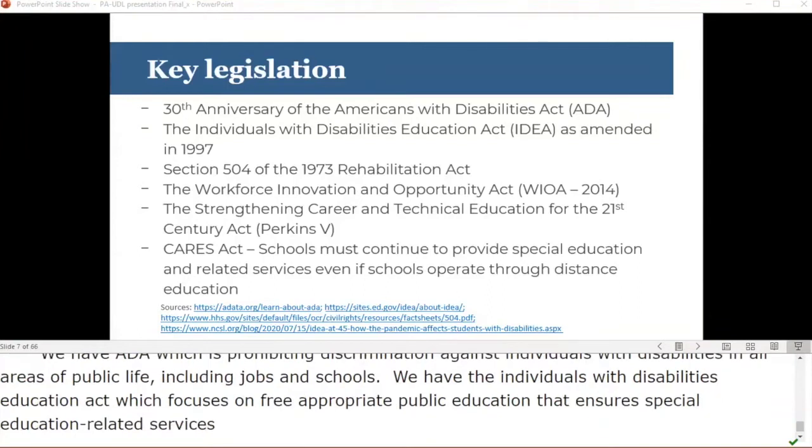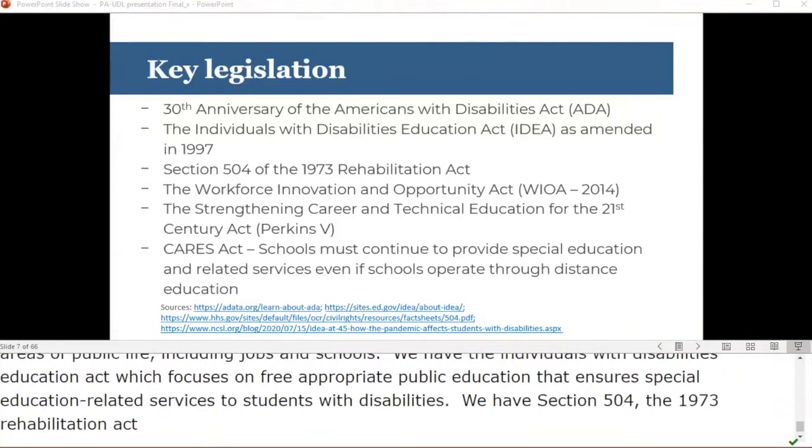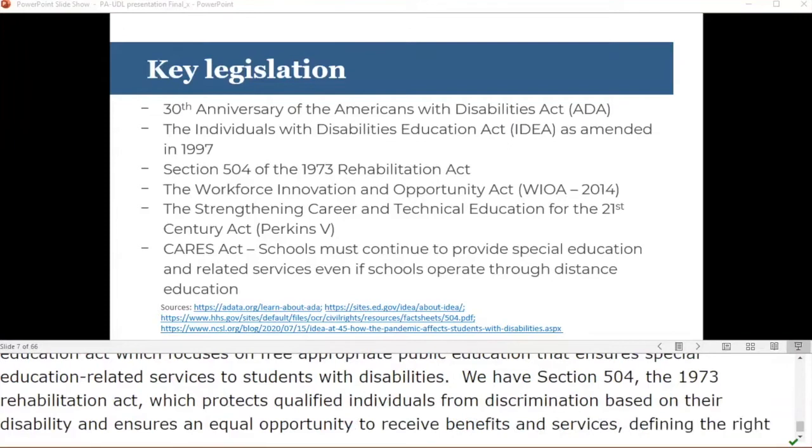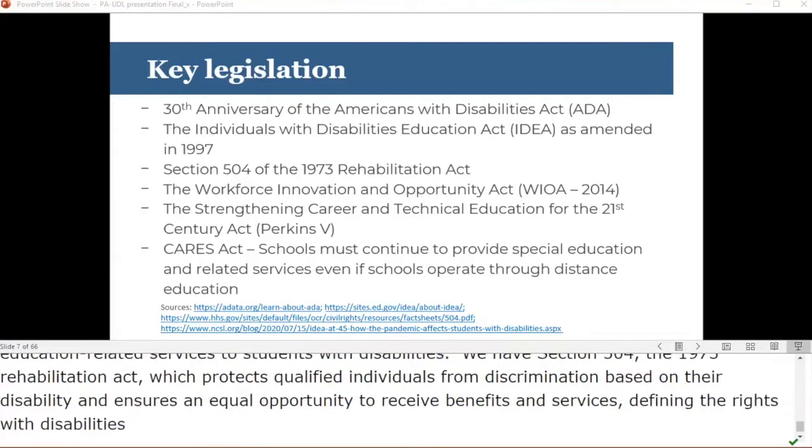We have Section 504 of the 1973 Rehabilitation Act, which protects qualified individuals from discrimination based on their disability and ensures an equal opportunity to receive program benefits and services, defining the rights of individuals with disabilities to participate in and have access to those benefits and services.